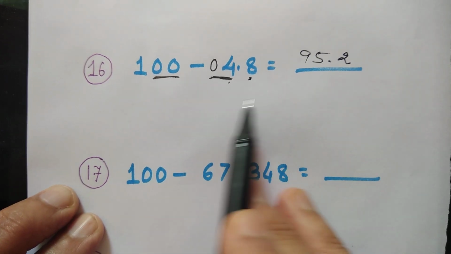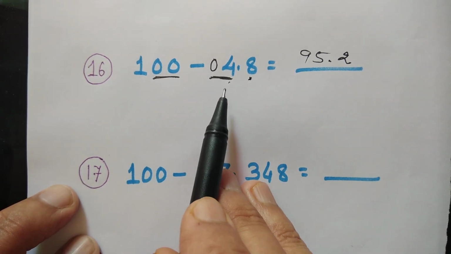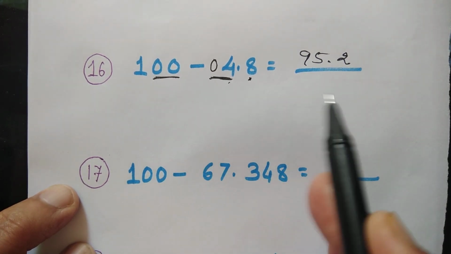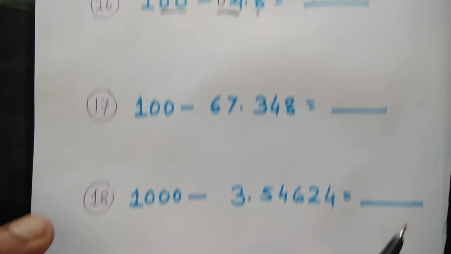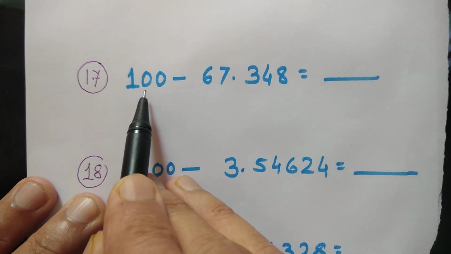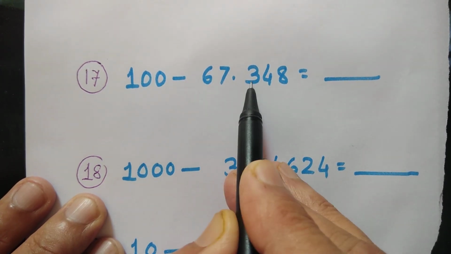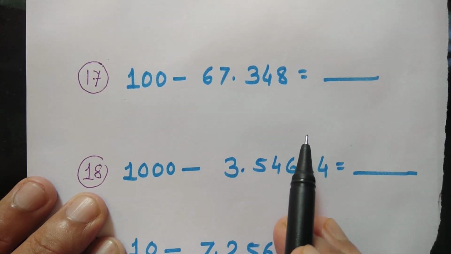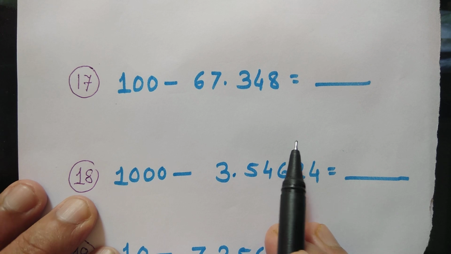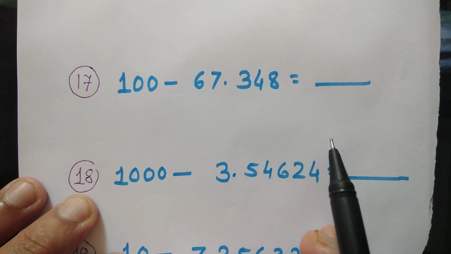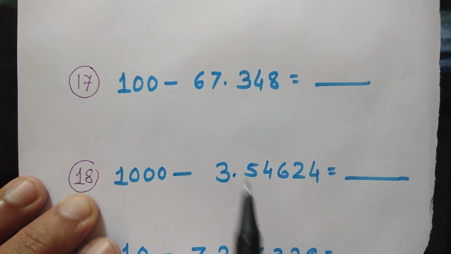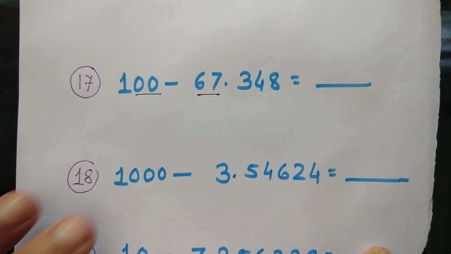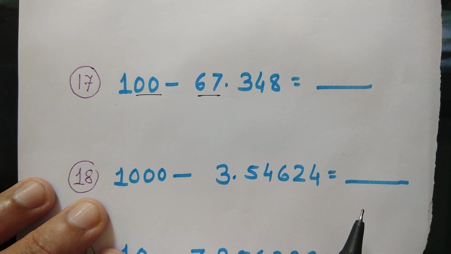In decimals, it is very boring to subtract the numbers. So by this method, you can do it very easily and quickly. Let's study 100 minus 67.348. It is a very difficult and boring subtraction, but in this way you can do it very interestingly, fast, and get the correct answer. Here 2 digits, 2 digits. Then apply our process.